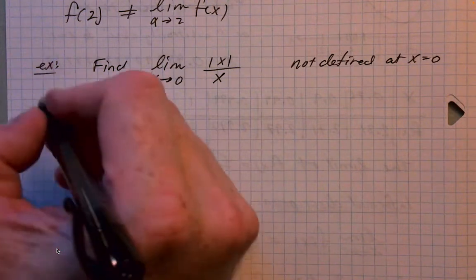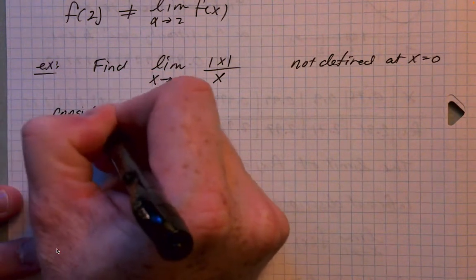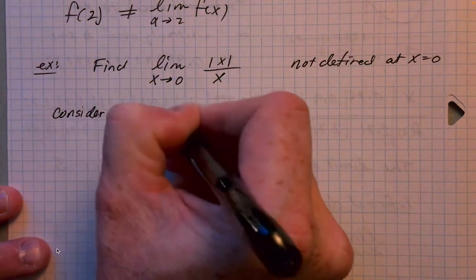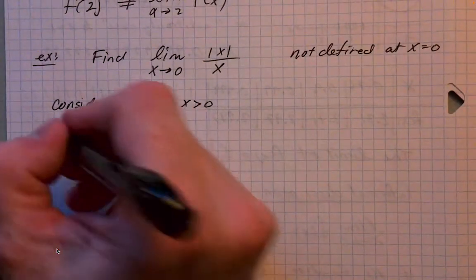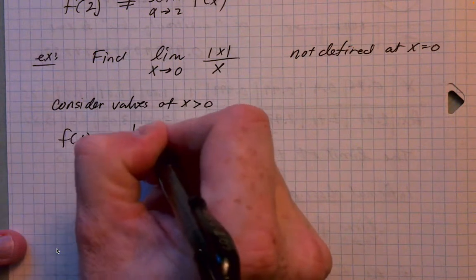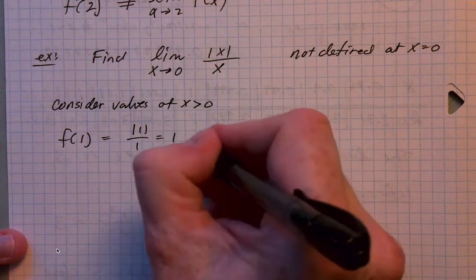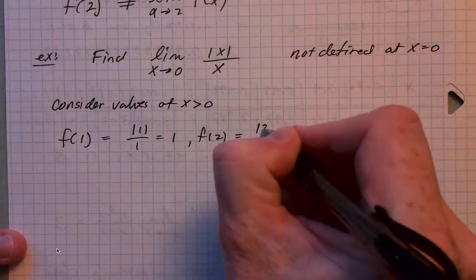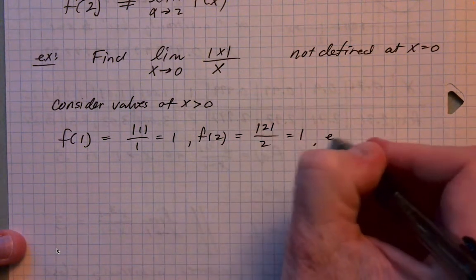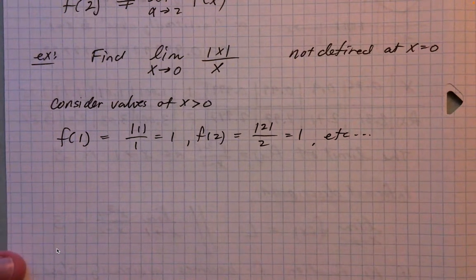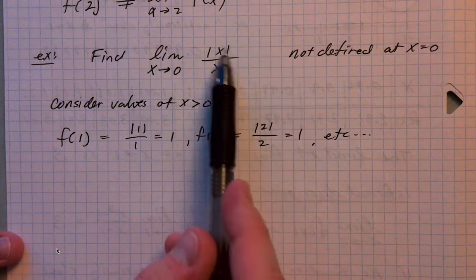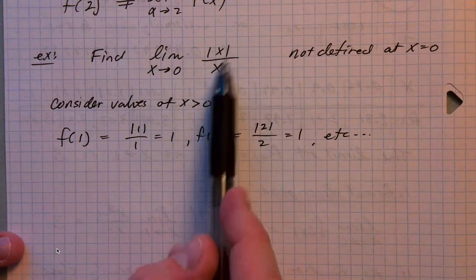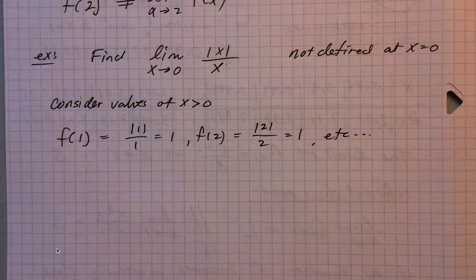So let's first start by considering values of x that are greater than 0, strictly greater than 0. So let's take a look at what we would have here. So for example, f of 1. Well, that's the absolute value of 1 divided by 1, so it's 1. What's f of 2? Well, that's the absolute value of 2 divided by 2, so it's 1, right? And so on. So we can see that any time x is greater than 0, the value of this right here is going to be just 1. It's basically the absolute value divided by the number itself, which is the same number whenever x is positive. So you get 1s.